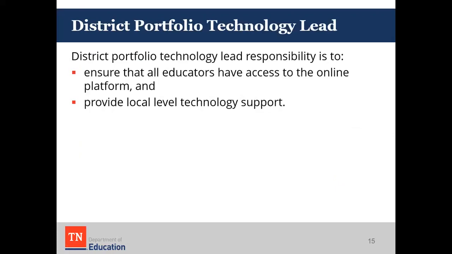Also, the district is asked to provide information on a portfolio technology lead. The responsibilities of this person are to ensure that all educators have access to the online platform and to provide local level technology support.